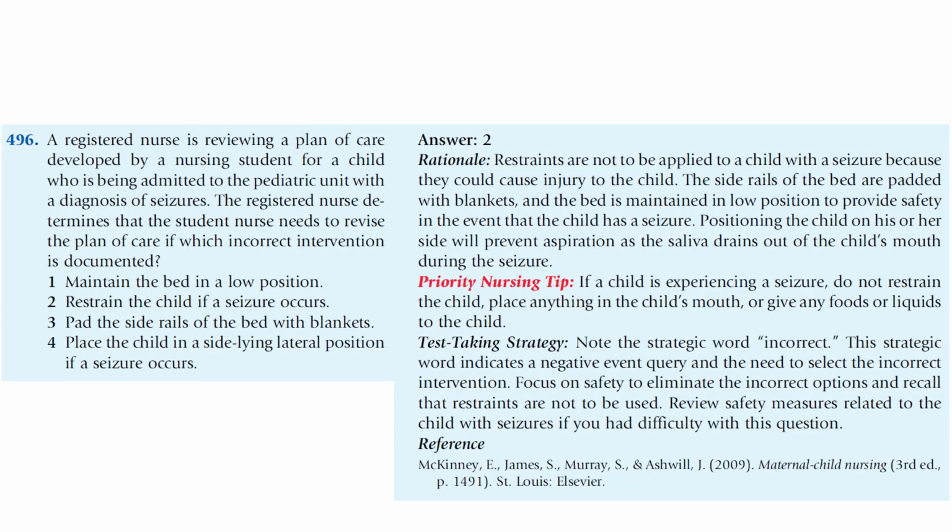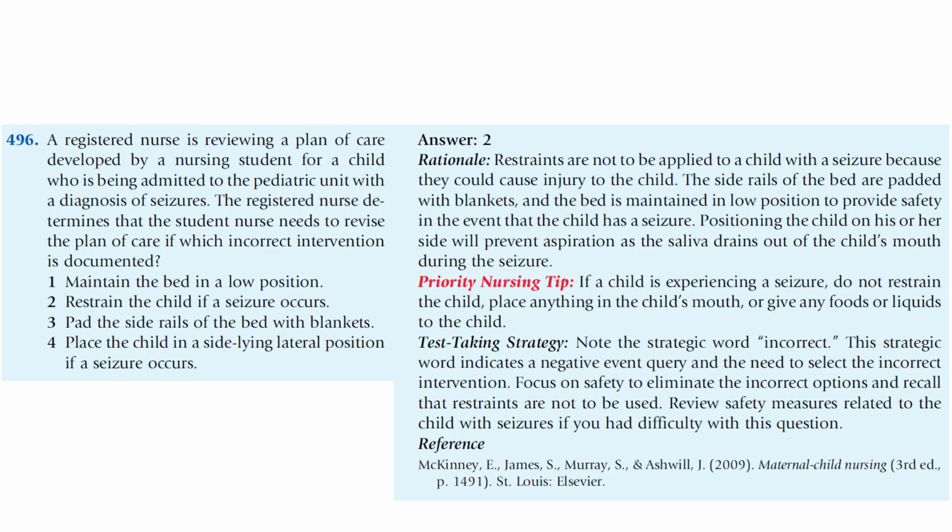496. A registered nurse is reviewing a plan of care developed by a nursing student for a child who is being admitted to the pediatric unit with a diagnosis of seizures. The registered nurse determines that the student nurse needs to revise the plan of care if which incorrect intervention is documented. 1. Maintain the bed in a low position. 2. Restrain the child if a seizure occurs. 3. Pad the side rails of the bed with blankets. 4. Place the child in a side-lying lateral position if a seizure occurs.